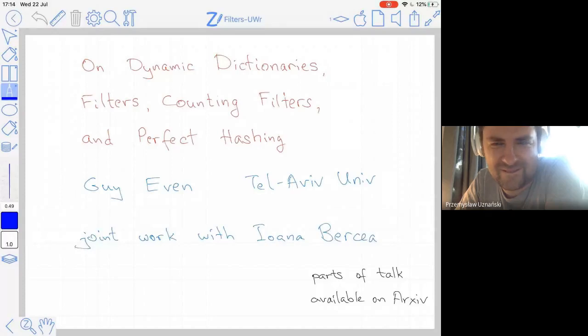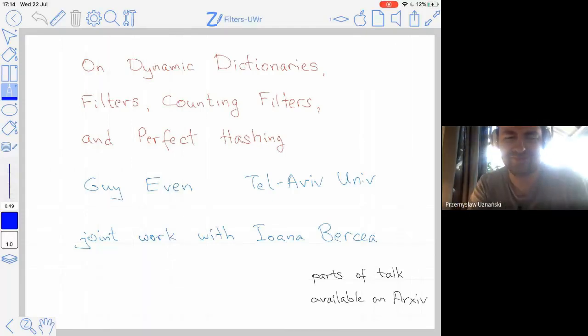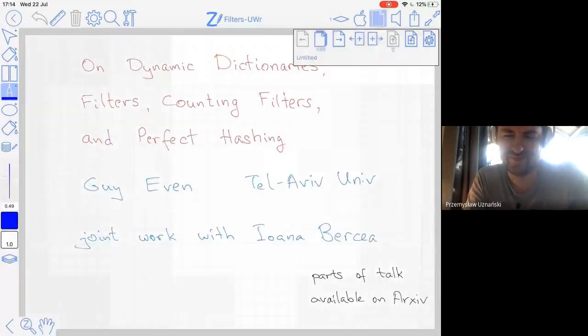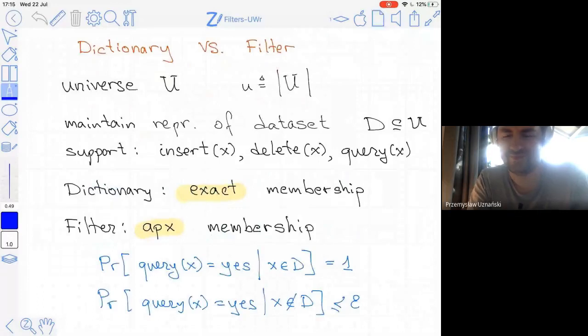I'll be talking about some data structures. This is joint work with Ioana. Please stop at any time for questions if something is not clear, so that this talk is a bit less boring. Okay. Let me just overview what a dictionary is, what a filter is.